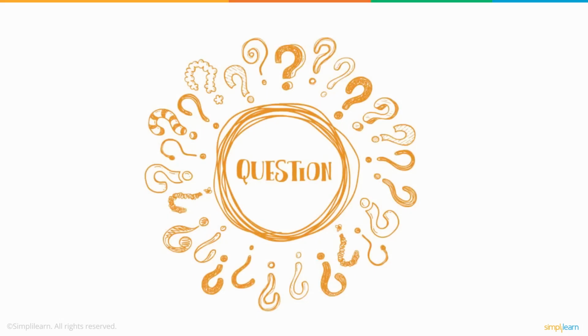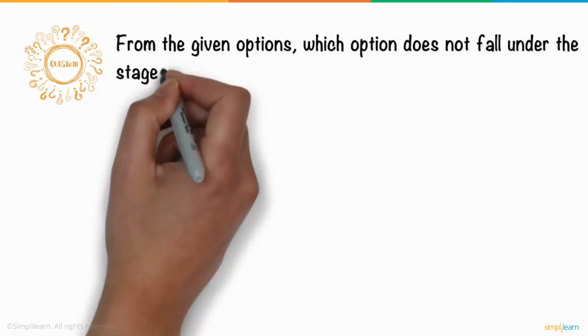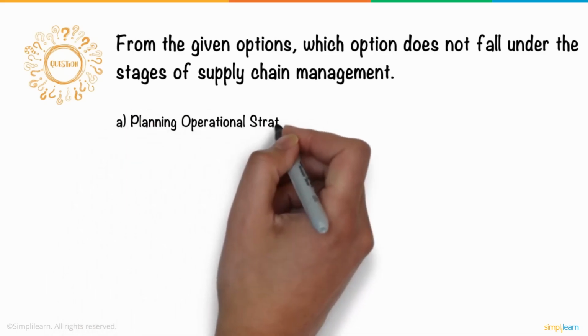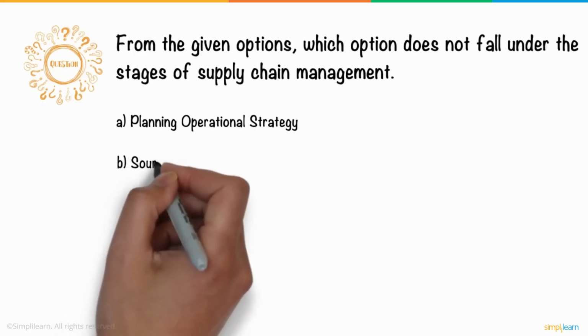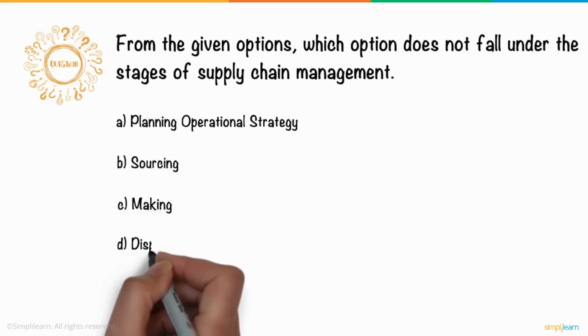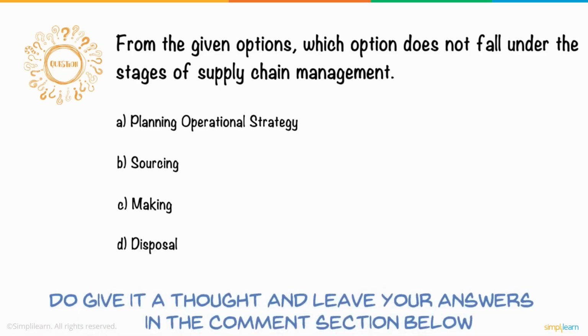On that note, here's a question for you. From the given options, which option does not fall under the stages of supply chain management? A. Planning operational strategy. B. Sourcing. C. Making. D. Disposal.